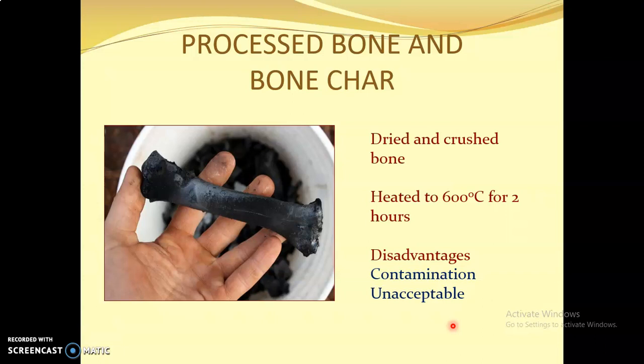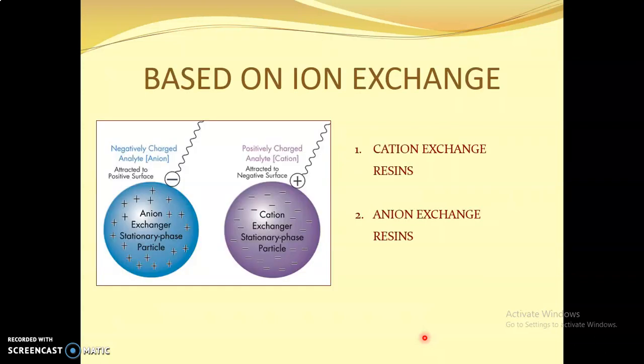The third is the processed bone and bone char, that is dried and crushed animal bone, which is heated to 600 degrees Celsius for 2 hours. The main disadvantage is bone could lead to contamination. There could be transmission of some infections possible, and it is unacceptable by all the communities. However, it is used in various other countries, but this is also a method for defluoridation.